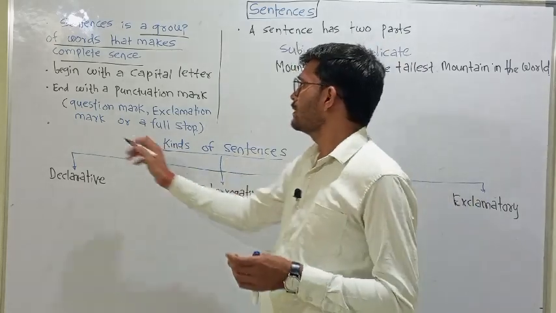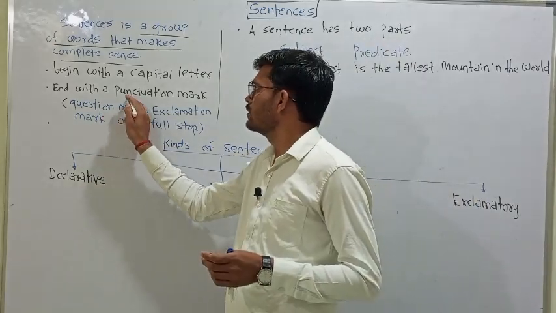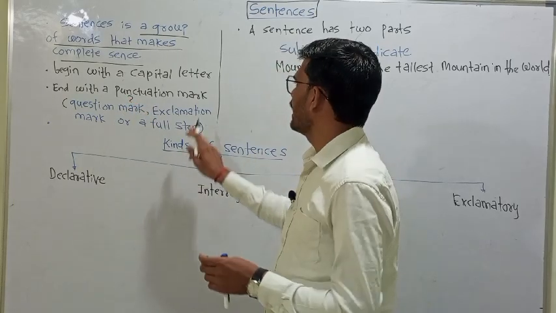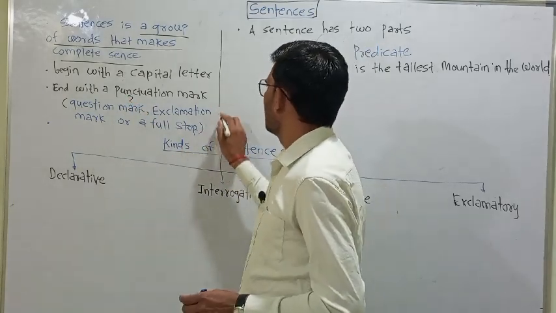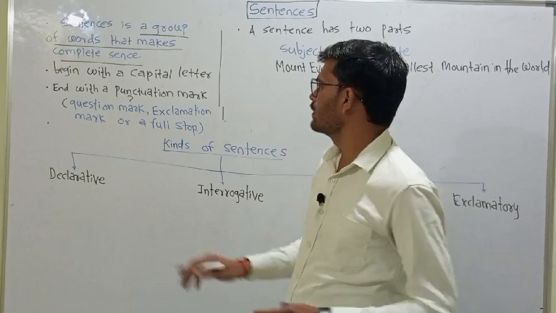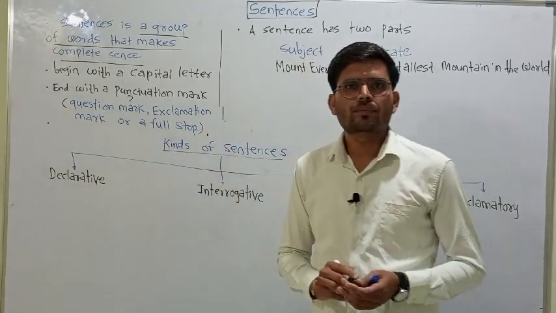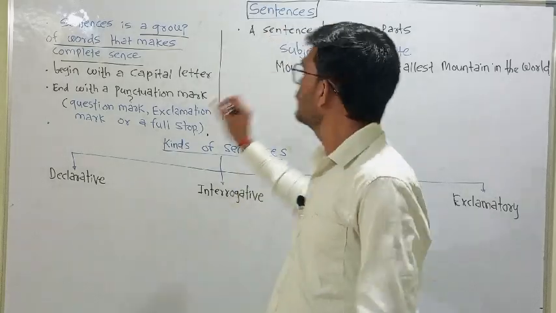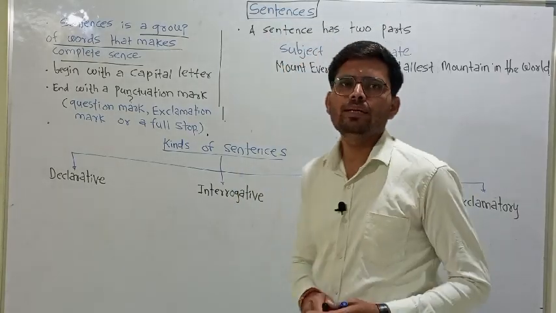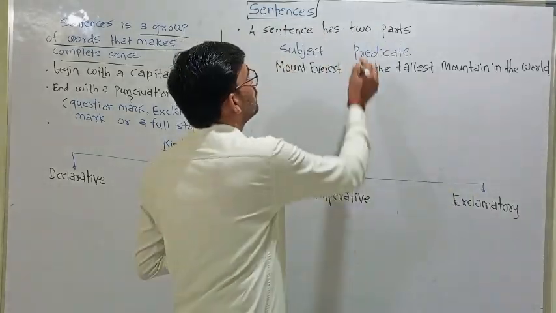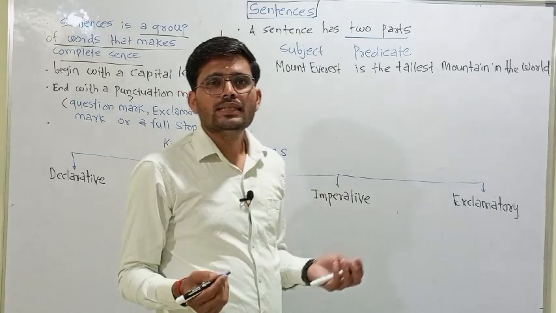Okay, first the question mark, that is the symbol of a question mark. After that, the exclamation mark, that is the symbol of an exclamation mark. After that, the full stop, that is the symbol of a full stop. Okay, and a sentence has two parts. How many parts? The sentence has two parts: subject and predicate.